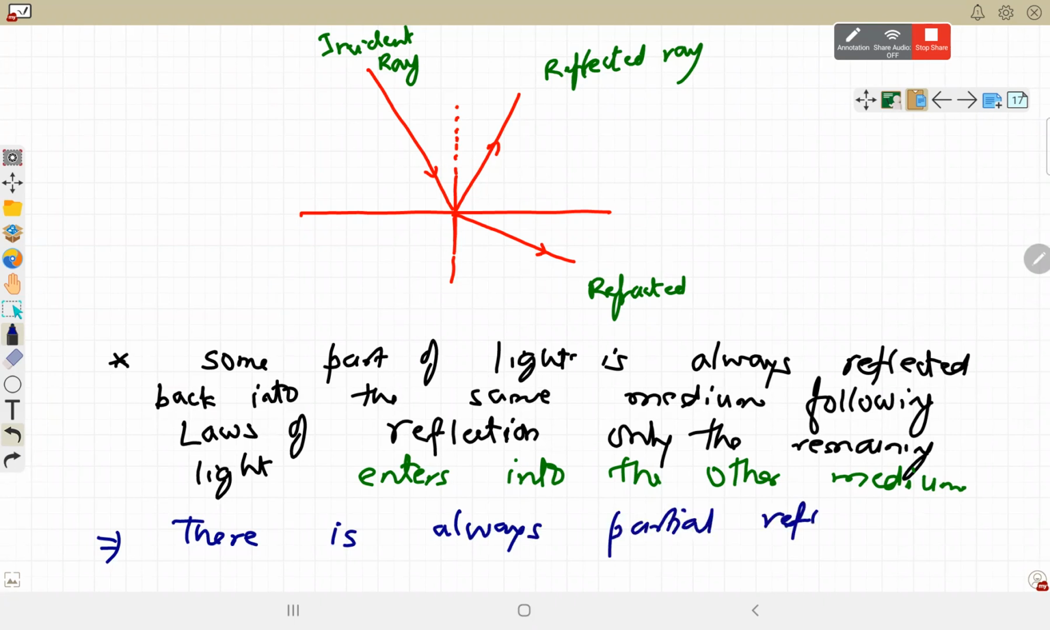So that is why when we see any water body from the surface, there is a reflection like a mirror, and that is why we can also see our face in it. It acts like a plain mirror only.